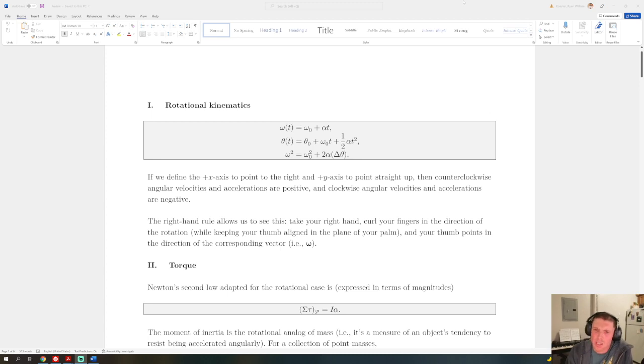So like I was saying though, the important thing here is the sign convention for omega and alpha, and it's basically just that if x points to the right and y points up, then rotations that are counterclockwise will be considered positive, or having positive angular velocity, and ones that are clockwise.